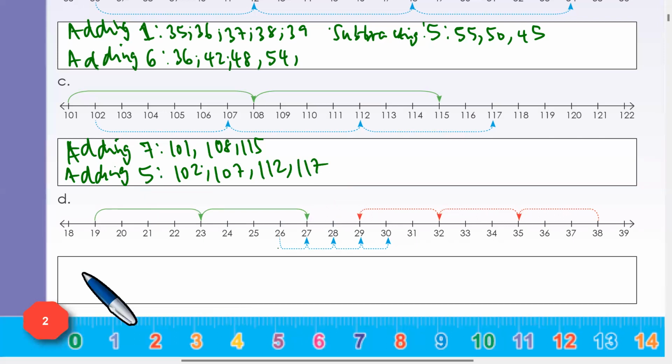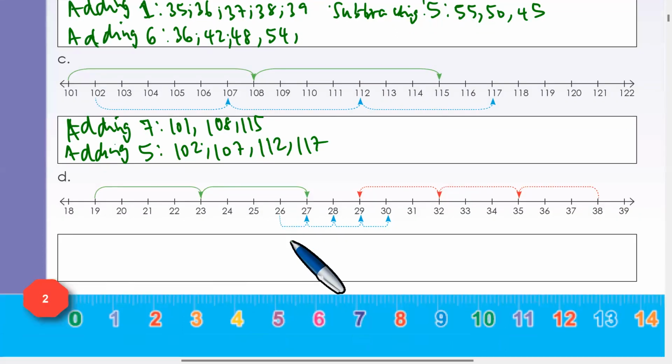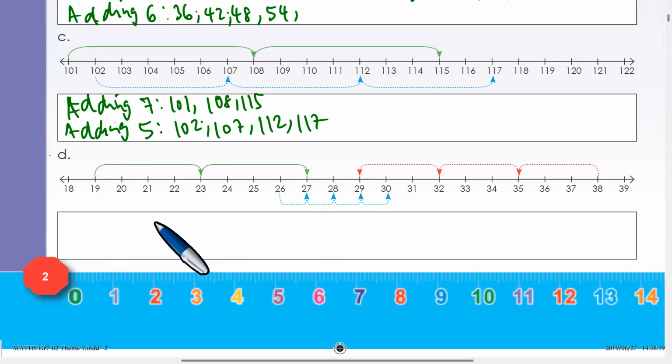Okay, what do you think is happening with the green in D? We are adding. Well done, we're adding. What are we adding? Let's see. Are we adding 4? Yes, we're adding 4. Well done. So we start with 19, then it becomes 23, then it becomes 27.